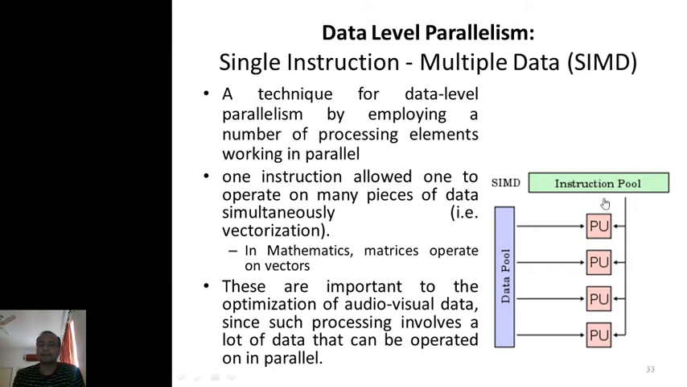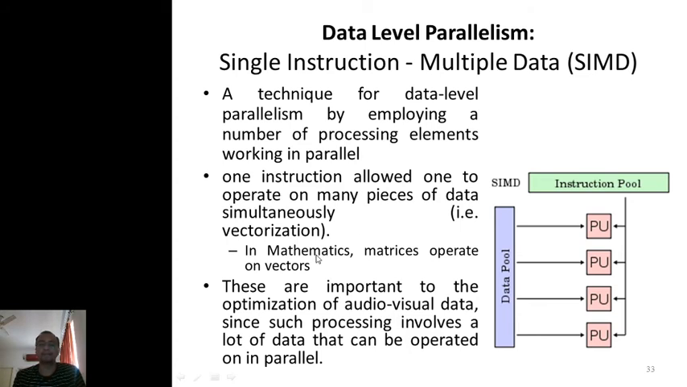The hardware inside these DSP processors has parallel processing units, indicated by PU, and there is only a single instruction, but it operates on multiple data. Here it is indicated like this data pool. It provides A1 B1, A2 B2, A3 B3, and A4 B4, and all of these operate in parallel and produce the results in parallel. So it is a technique for data level parallelism, employing a number of processing elements working in parallel. One instruction allows one to operate on many pieces of data simultaneously, which means vectorization.